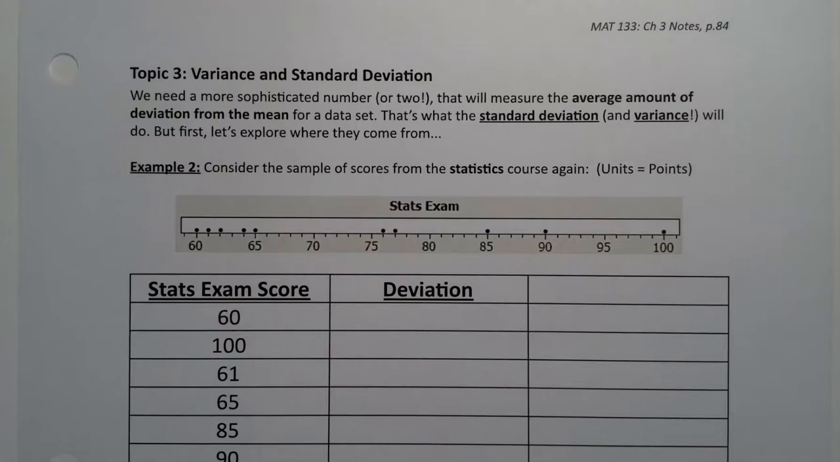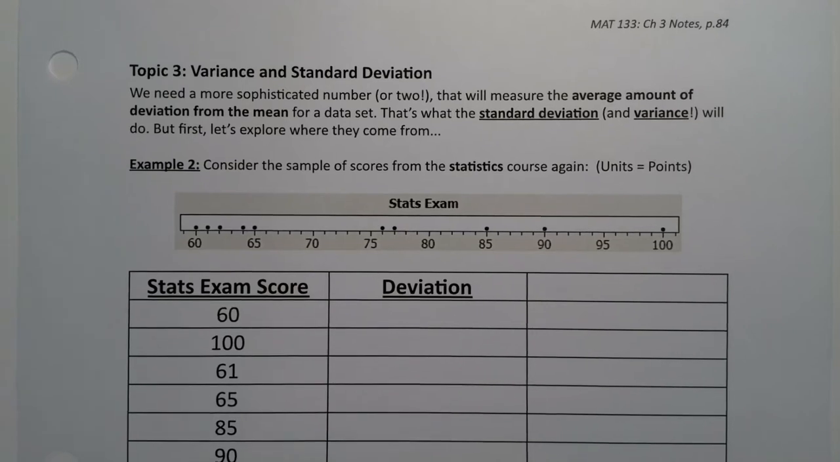So we've learned that we need a more sophisticated number, or two of them, that will measure the average amount of deviation from the mean from a data set. That's what standard deviation will measure, and variance too, because variance and standard deviation will go together, you'll see. But we first need to see where they come from. We need to understand them.